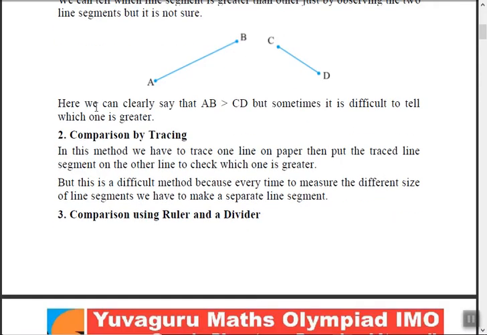Next is comparison by tracing. In this method we have to trace one line on paper and then put the traced line segment on the other line to check which is greater. Means you draw the line on the paper, take that paper and put it on the other. Both the segments are drawn on separate papers. You draw it on one, take that paper and then put it on the other segment to compare. That is the meaning of tracing.